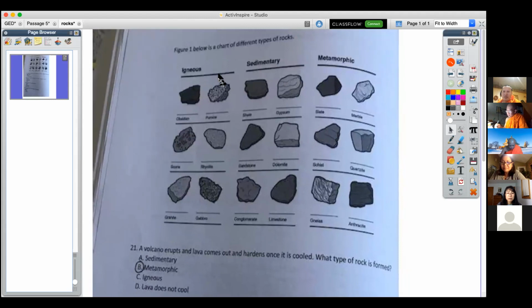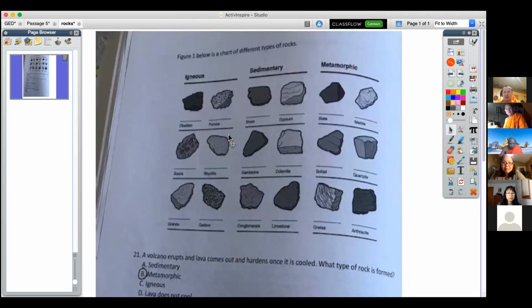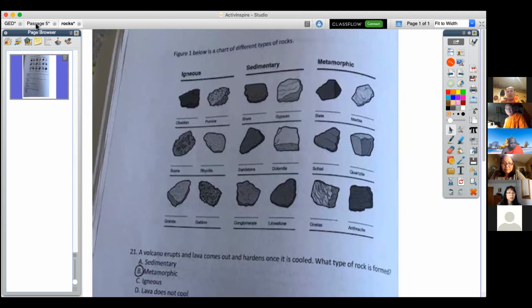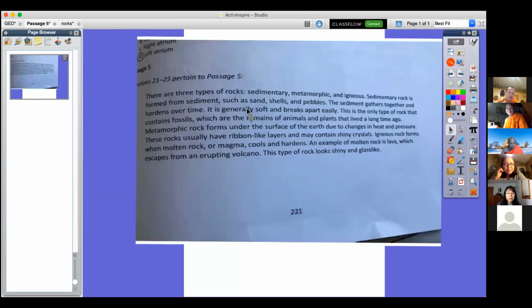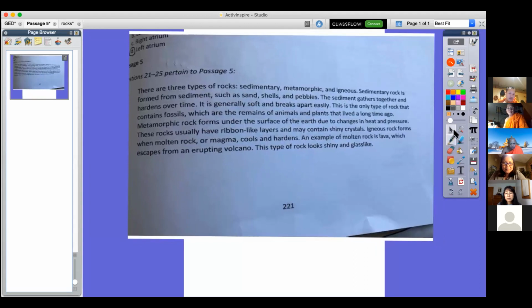Igneous, what is igneous? It's a type of rock. Read it right here. What is igneous? You read it right here. Yeah. So there are 3 types: sedimentary, metamorphic, and igneous. Sedimentary rock is formed from sediments such as sand, shell, and pebble.